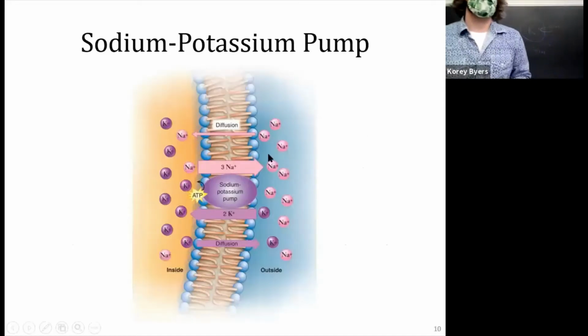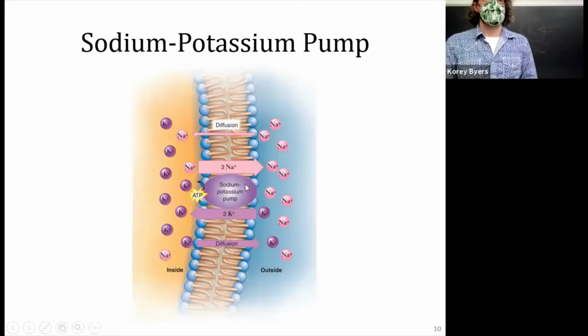And so here's a picture of the sodium potassium pump, kind of. It's stylized. It doesn't really look like this. It changes shape at one point to pump out sodium. We phosphorylate it with ATP because it's not passive. It requires energy. And it changes shape when we can pump potassium inside. So 2 in, 3 sodium out. Or 2 potassium in, 3 sodium out.